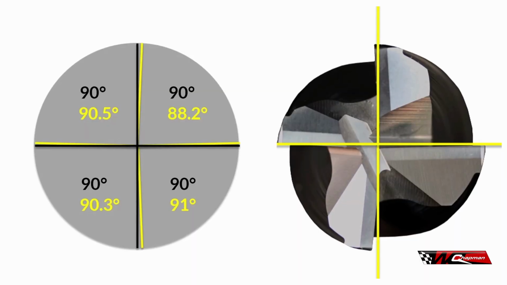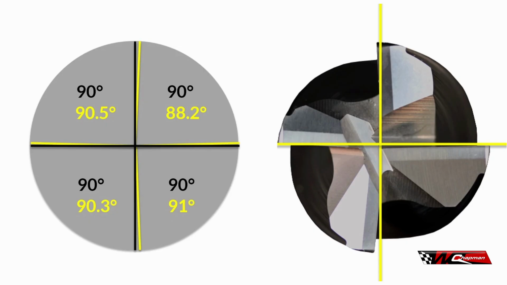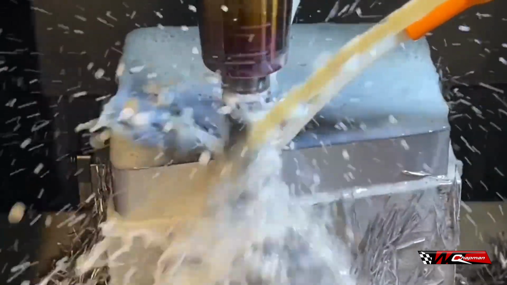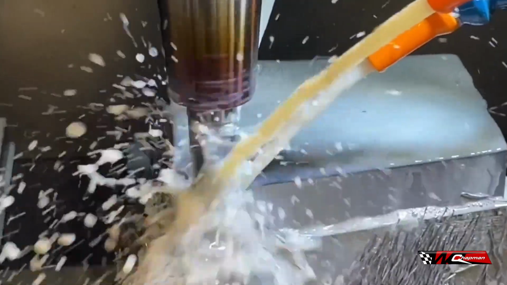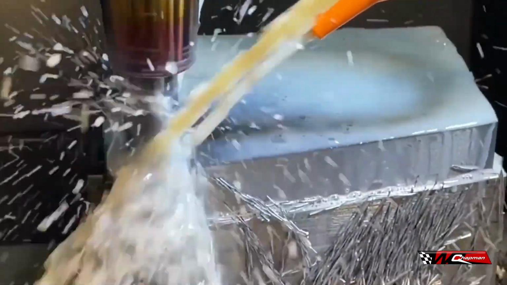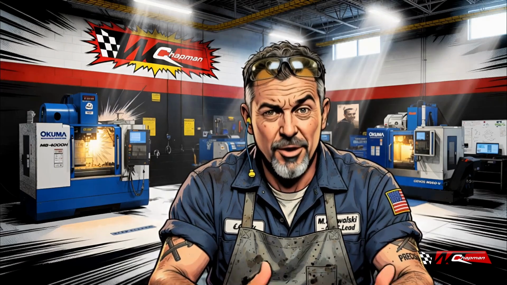The first solution is variable pitch. Instead of equal spacing, the flutes are offset from each other. They don't all hit the workpiece at the same time. The stagger breaks the resonance cycle. Instead of one strong frequency amplifying into chatter, you get multiple weaker frequencies that cancel each other out. Same number of flutes, totally different behavior.